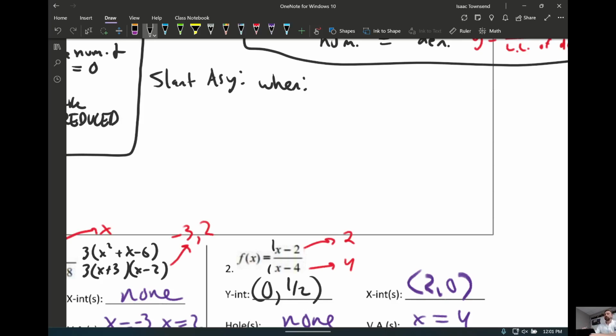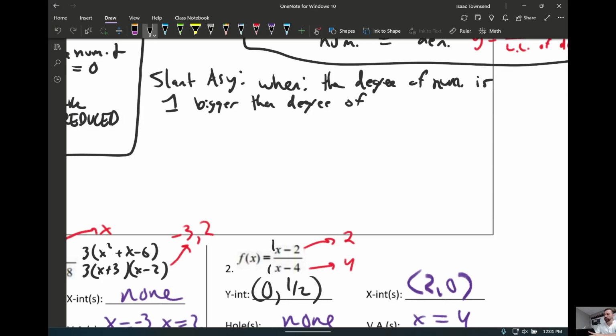It's only going to have one when the degree of the numerator is 1 bigger than the degree of the denominator. If that's not the case, it doesn't have one, you can just say none and move on, which is going to be the case most of the time. But when it has one, you need to know how to find it.